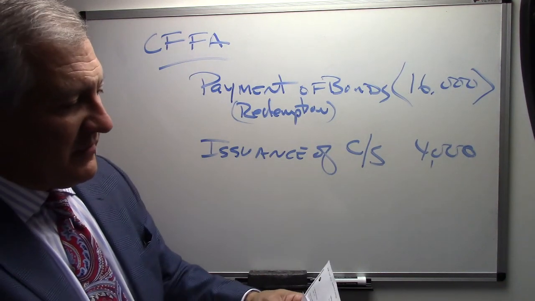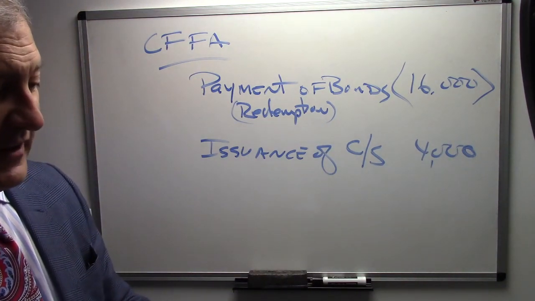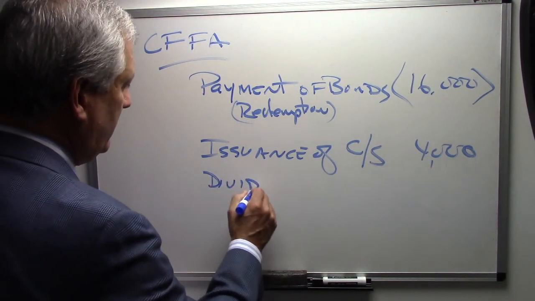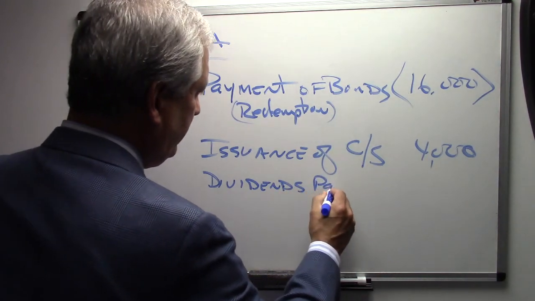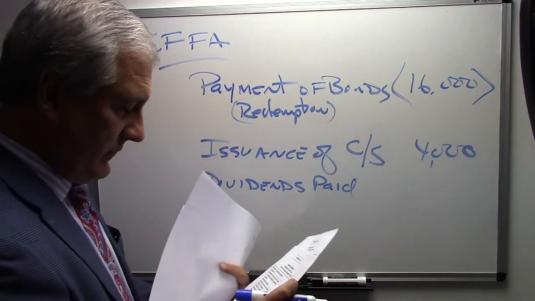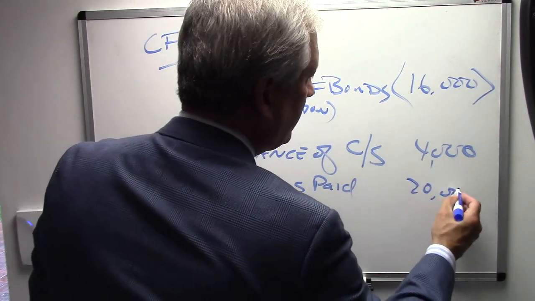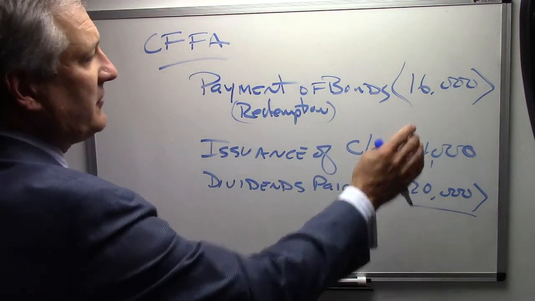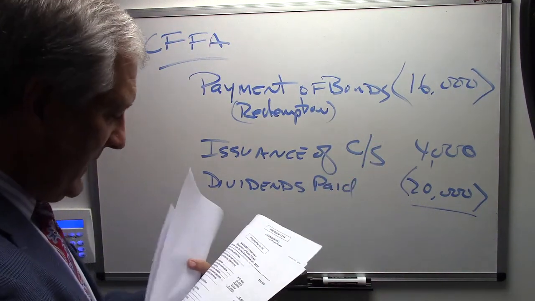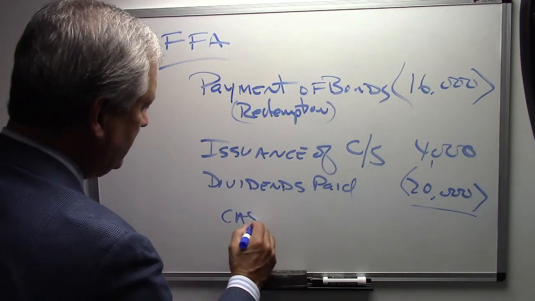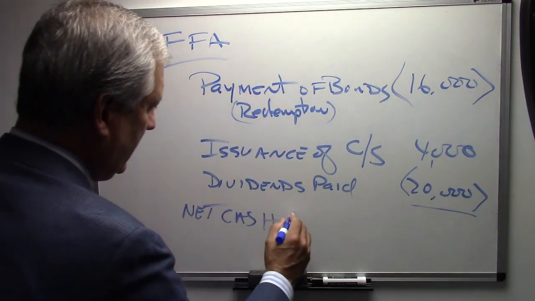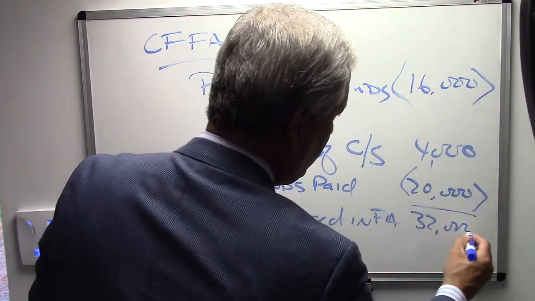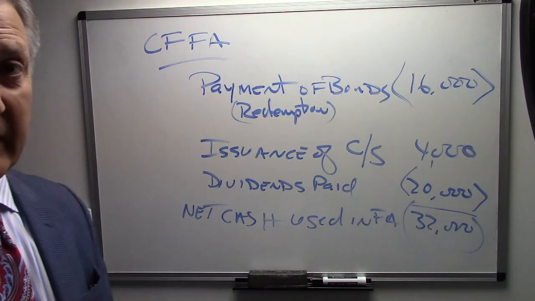And then it specifically says in the additional information, dividends declared and paid were $20,000. Dividends paid, they said the amount was $20,000. It's an outflow of cash. Got 4,000 positive, 36,000 negative. So they had net cash used in financing activities, $32,000. It's a negative number.